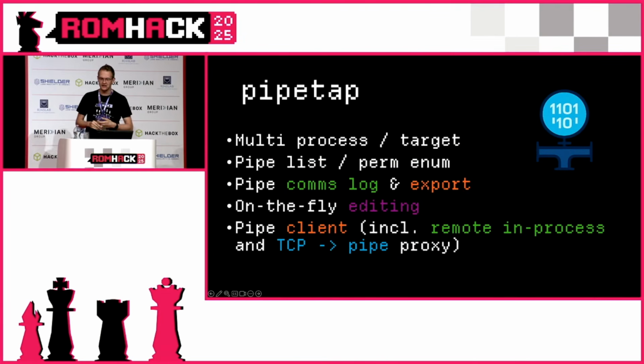What I'm going to be releasing soon is a tool called PipeTap. PipeTap will allow you to attach to multiple processes at exactly the same time, leveraging a support DLL to do the hooking for you. You can do rudimentary things like listing pipes, enumerating their permissions, etc. But more importantly, it logs the comms that you can see, lets you export that, and interact with it in a way that's useful. You can do on-the-fly editing, so it kind of blocks the Windows API call. Here be dragons, depending on what the implementation is. But the reality is you can sort of get a better view in real time of what might be happening.